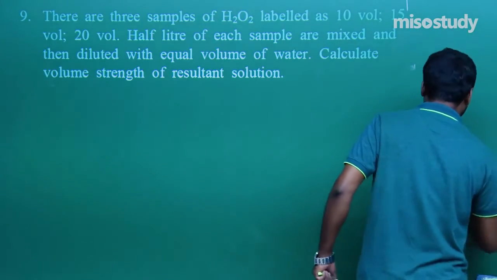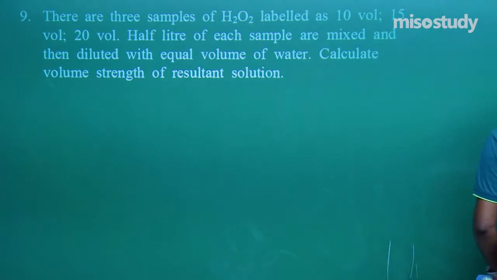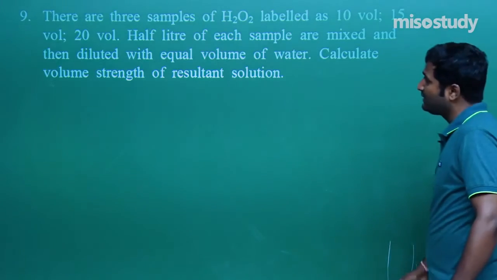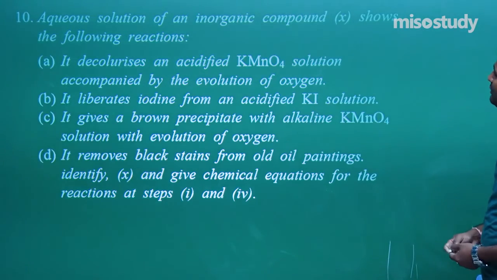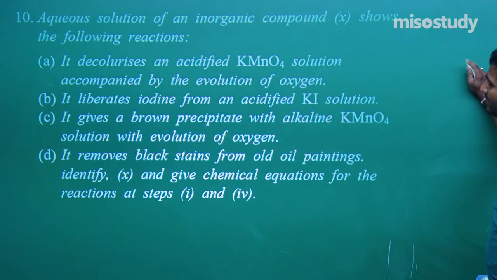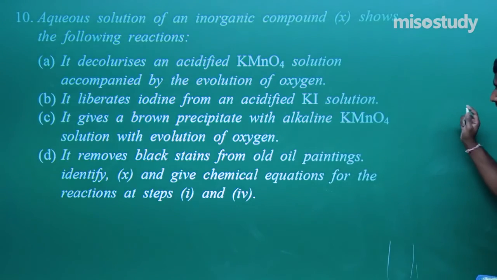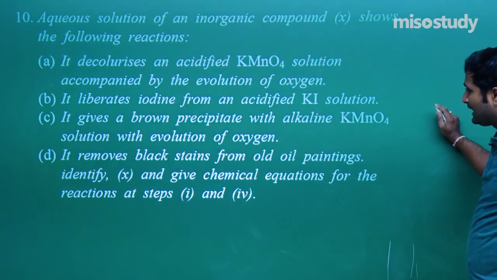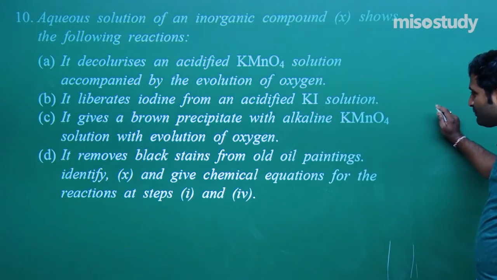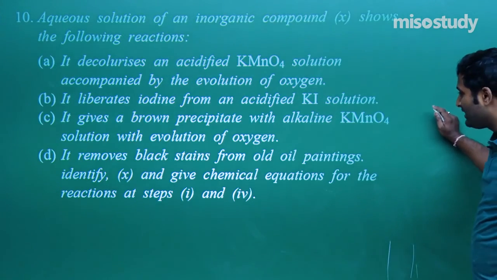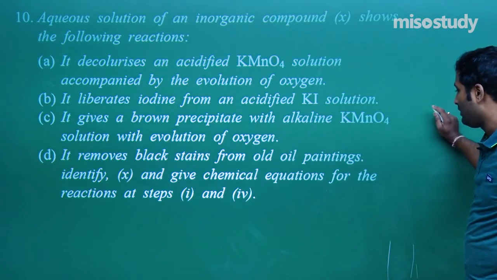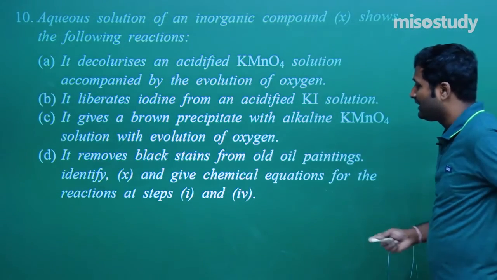Let's move to the last question of this segment. The last question is question number 10. Aqueous solution of an inorganic compound X shows the following reactions. It decolorized an acidified KMnO4, accompanied by the evolution of oxygen. It liberates iodine from acidified KI solution. It gives a brown precipitate with alkaline KMnO4. It removes black stain. Identify X and give chemical equations for the reactions at steps 1 to 4.